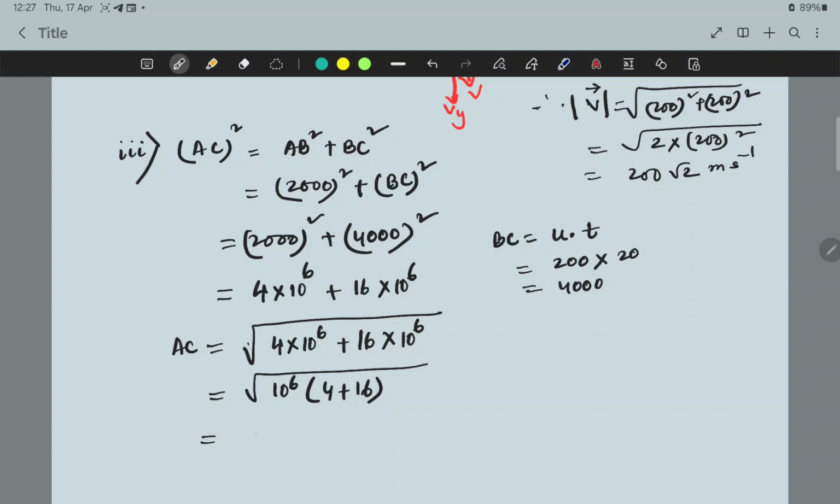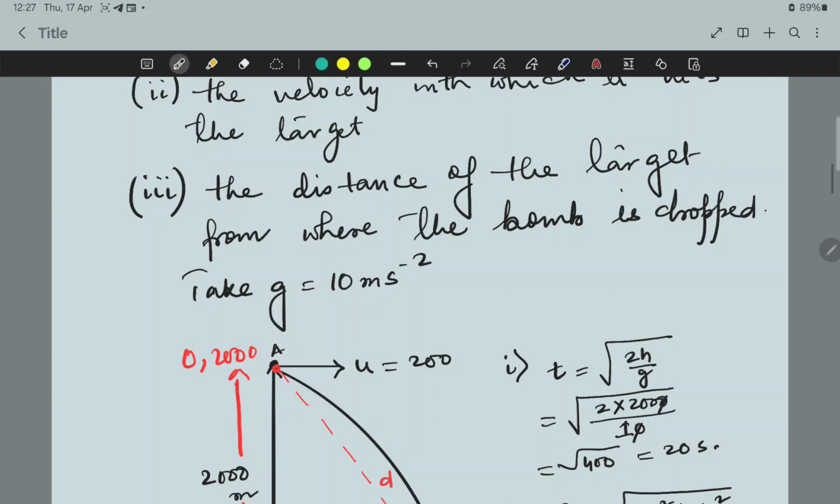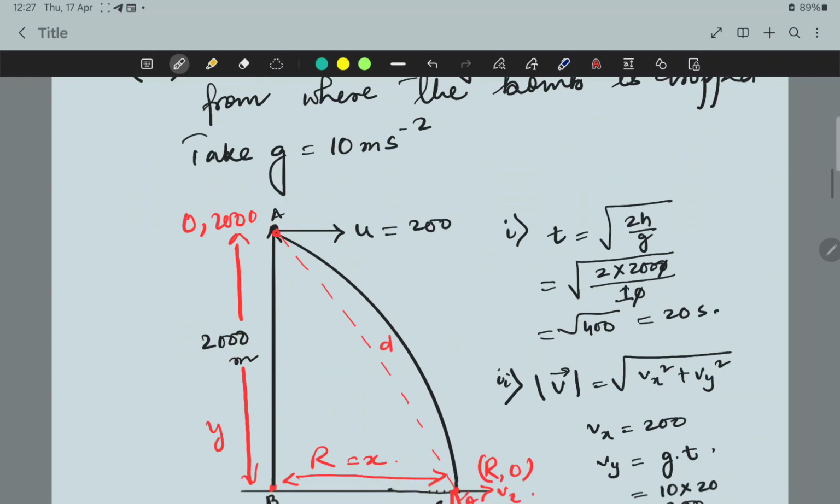So 10 to the power 6, when square rooted, gives us 10 to the power 3, and within the root we have 20. So that can be written as 10 to the power 3 root 4 multiplied by 5. So that is 2000, because if we square root 4, 2 comes out. 2000 root 5 is the distance of the target from where the bomb is dropped.